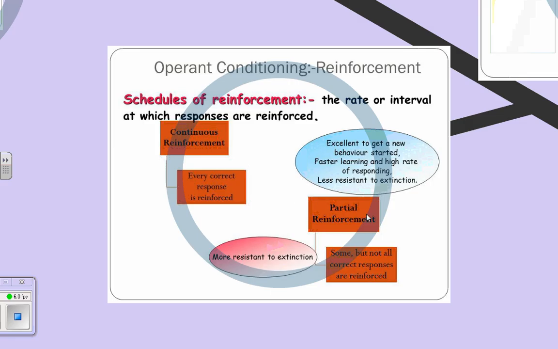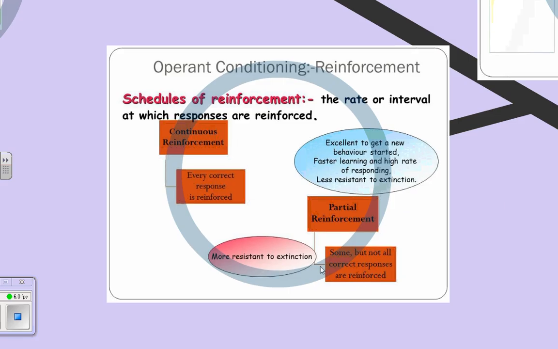As we go further, we move to partial reinforcement, which means that I'm not rewarding every time. I reward some, but not all the correct responses. Okay? And this keeps the person upbeat. It keeps them constantly trying because they will be rewarded unexpectedly. They don't know if they will be rewarded every time. And this is the problem.